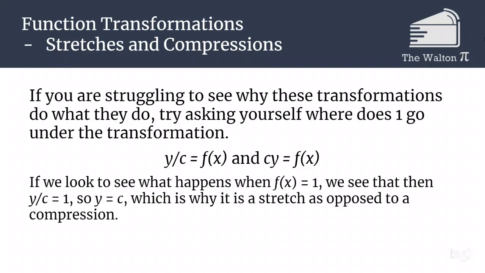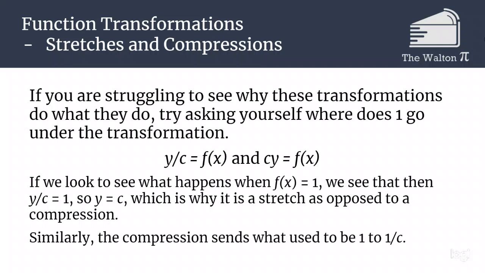So y over c equals f of x, and c times y equals f of x. If we look to see what happened when f of x was 1, we now see that y over c equals 1, so that tells us that y equals c. So originally when y was equal to 1, now y is equal to c. So that's why it's a stretch as opposed to a compression, and then the compression is going to do the same thing, except it sends what used to be a 1 to a 1 over c. So it's now compressed by a factor of c.